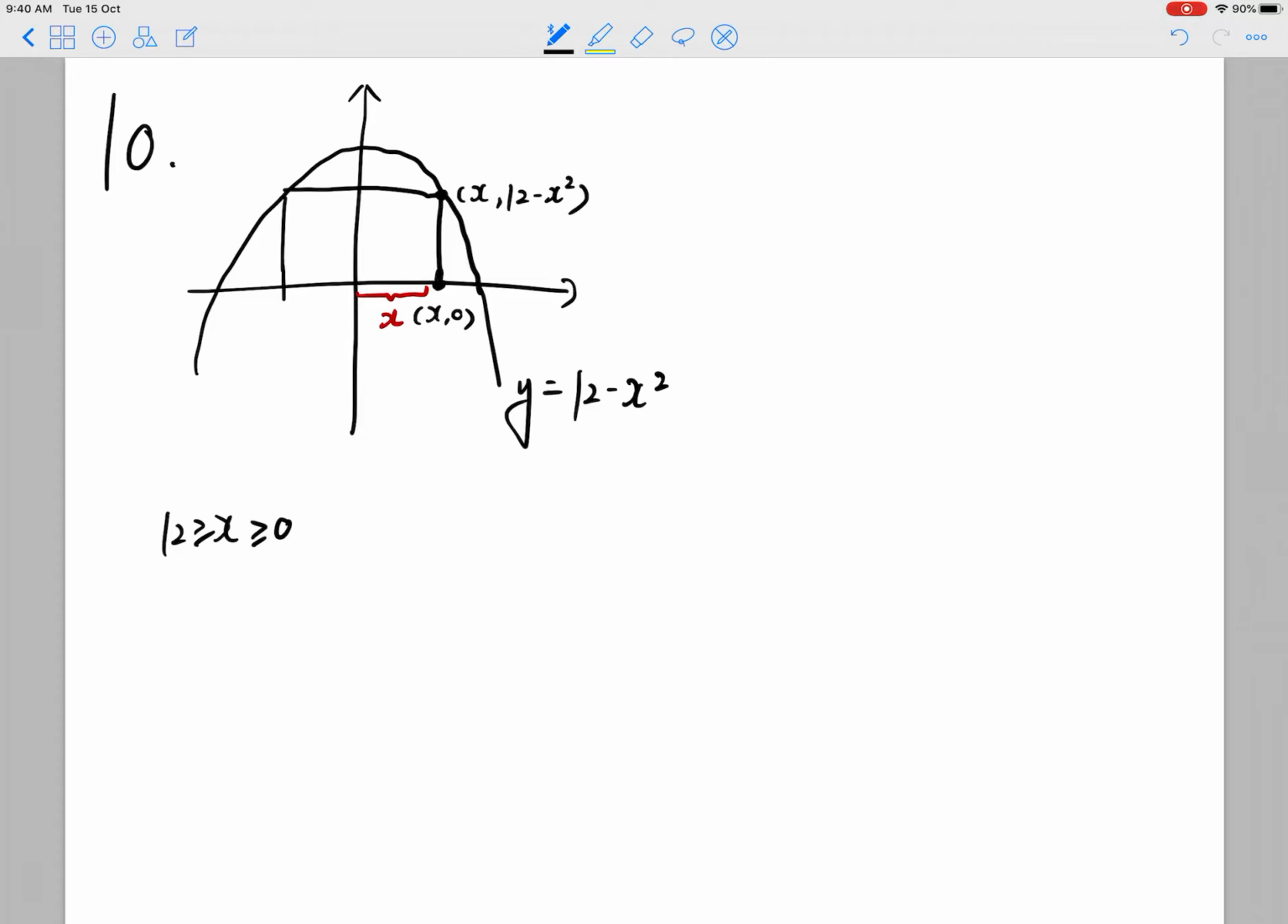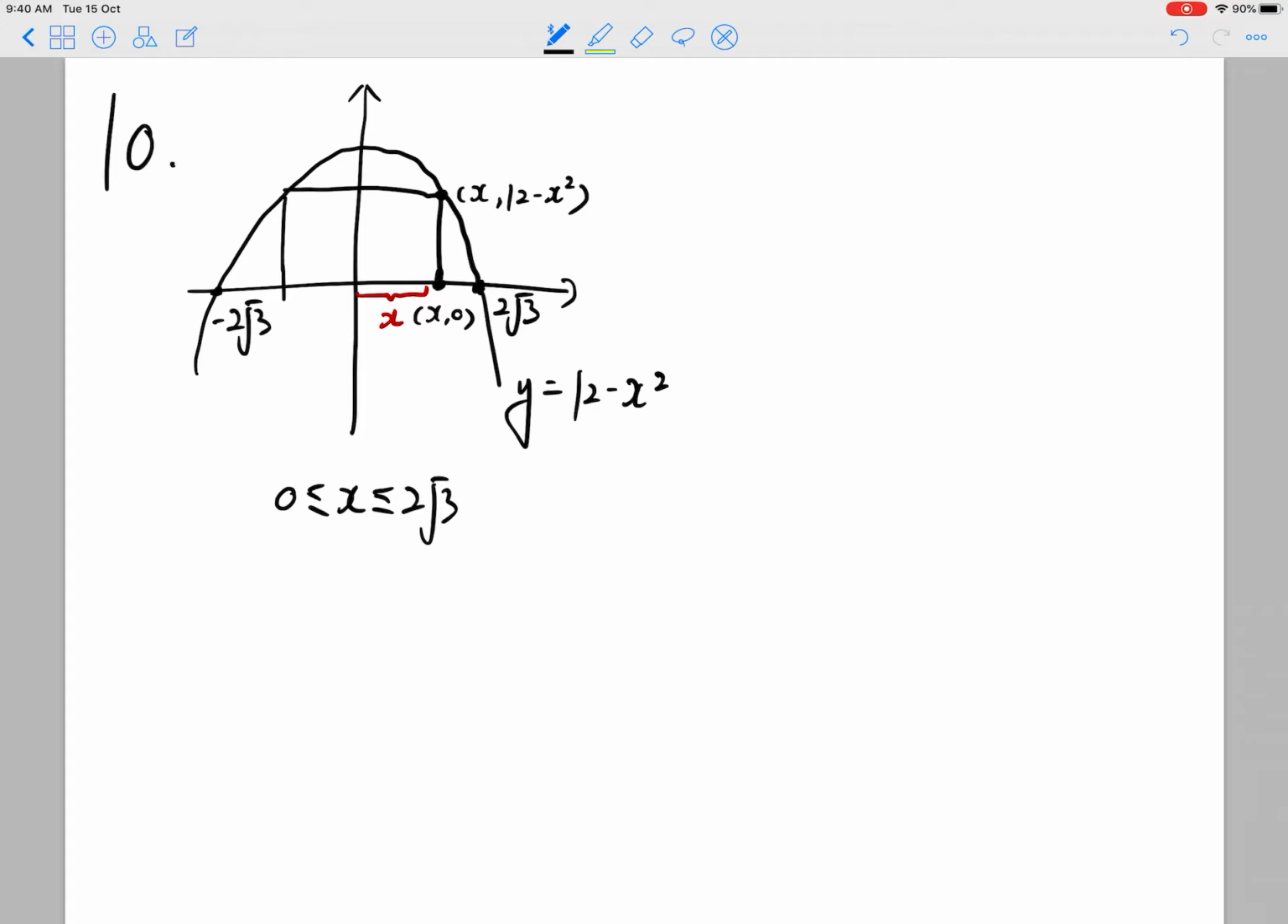square root of 12, because this point is what? It is when this is 0, so this point is 2 square root of 3. And this point is negative 2 square root of 3. Right, so your x is between 0 and 2 square root of 3.